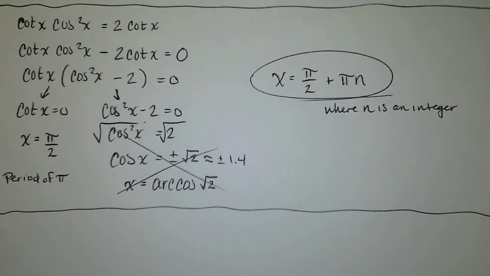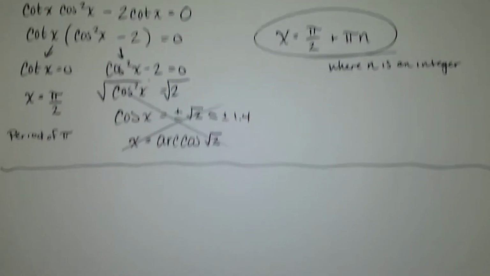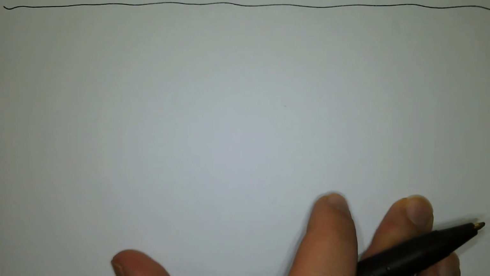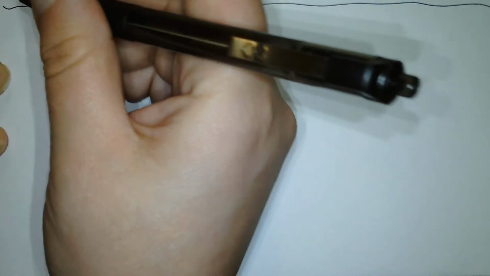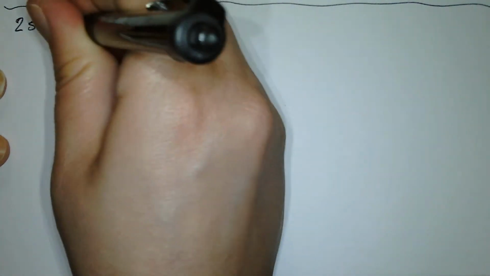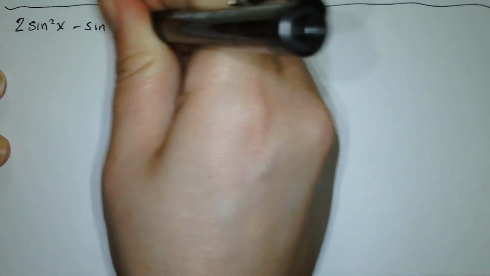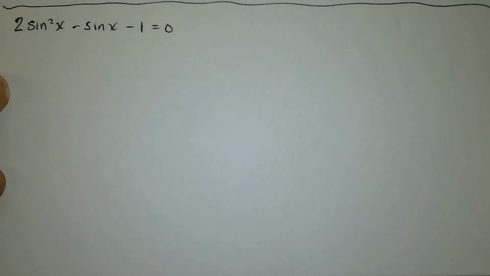Okay. So I have one more for you, and this is still factoring. It's factoring in a little bit of a different style, but nothing that you're not already used to. So let's try this one out. What if we have 2 sine squared x minus sine x minus 1 equals 0?